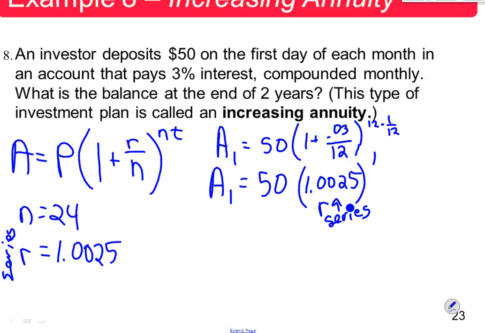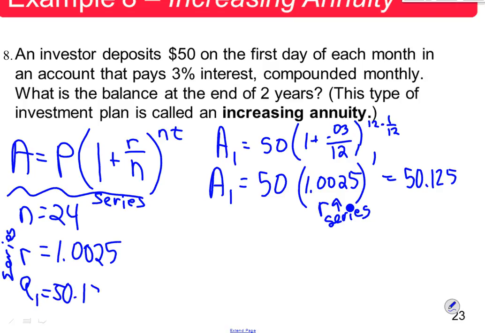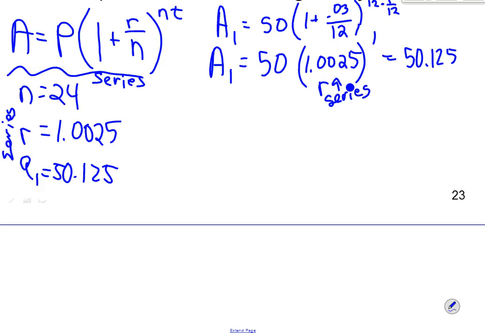1.0025. And so A sub 1 is whatever this is. And so for our series, our A sub 1 is 50.125. So now we are 2 years, so n is 24. We've kind of established all that.